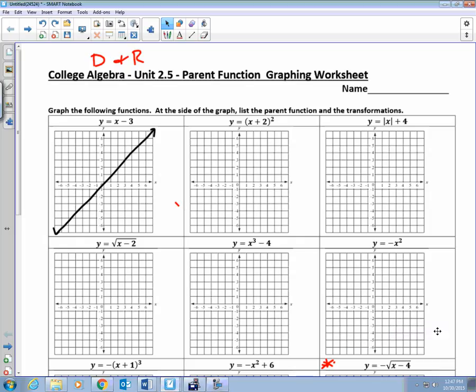Okay, so here we are. That's the parent function. Is the -3 on the outside or the inside? Outside, so will it affect it horizontally or vertically? Vertically, so it moves it down 3 units.